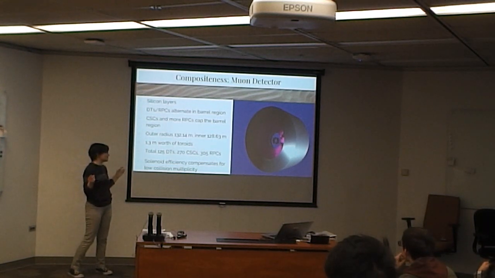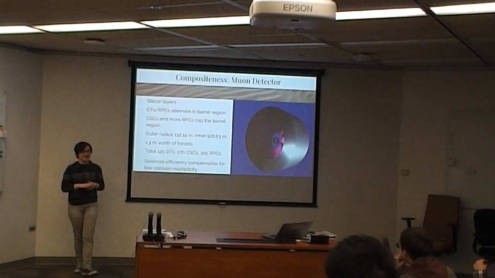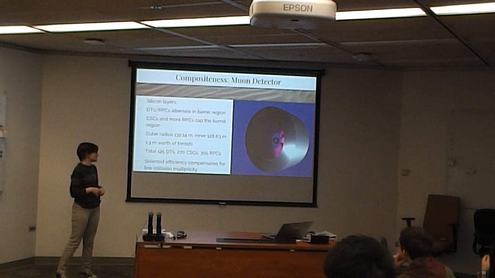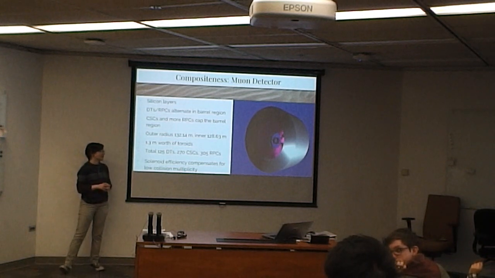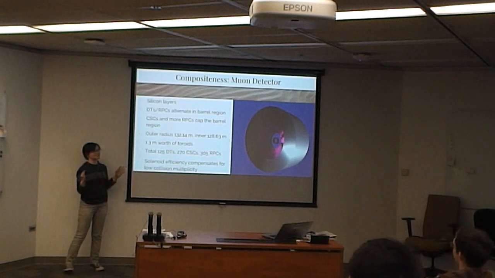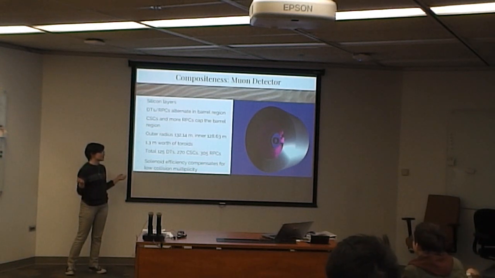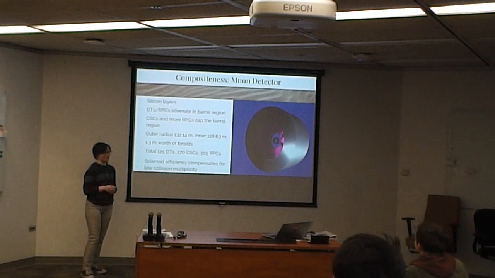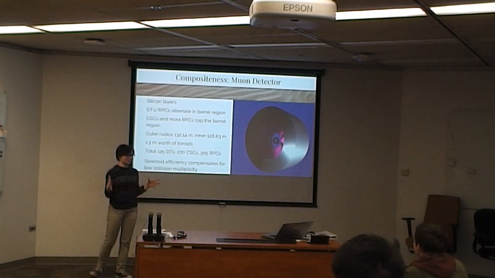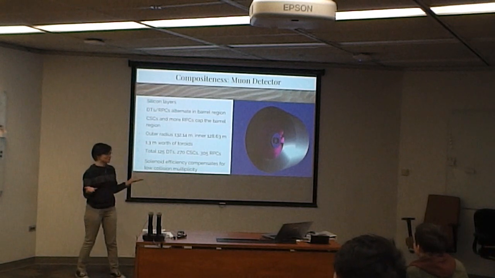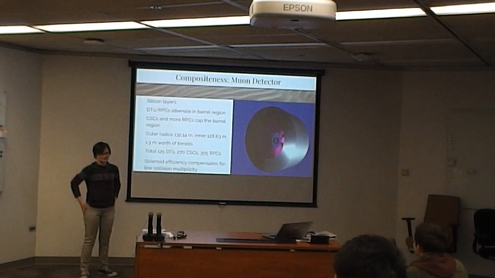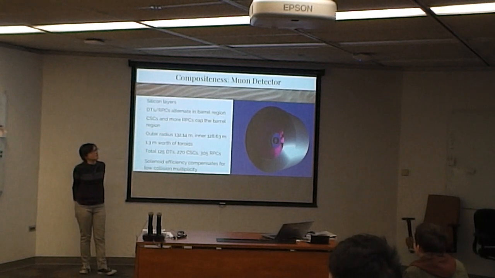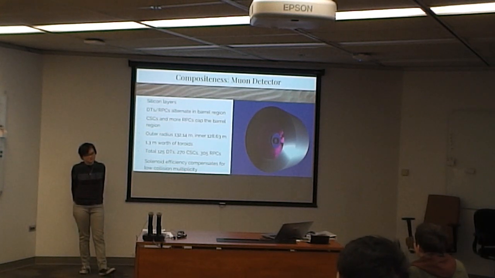It has 1.3 meters worth of toroids, and it has 4 toroids. Each toroid has a strength of 13 Tesla. It has 125 total drift tubes, or 270 cathode strip chambers, and 305 resistive plate chambers. Its efficiency compensates for the low collision multiplicity that happens, because it's 13 Tesla. So it's pretty simple. Also, it comes out to be about 583 million. So, yeah.